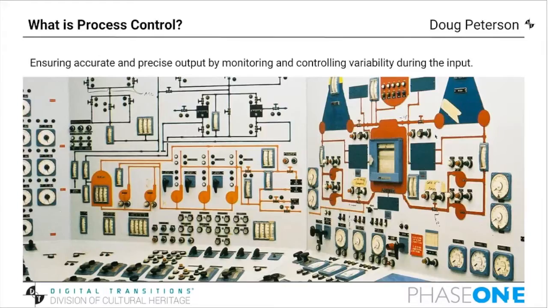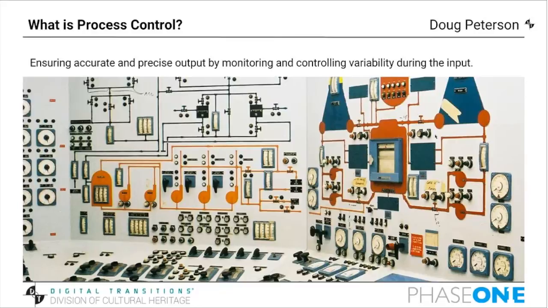All right, so today's conversation is going to center around process control. And I hate to do this in any presentation, but I am going to bore you with the dictionary definition of process control because it is something that's a little bit foreign to most people in a digitization or library or museum setting. Process control actually comes from the engineering and technical world, and it is a philosophy and a set of principles and a set of guidelines, a set of ways of doing things to help ensure accurate and precise output by monitoring and controlling variability during the input.